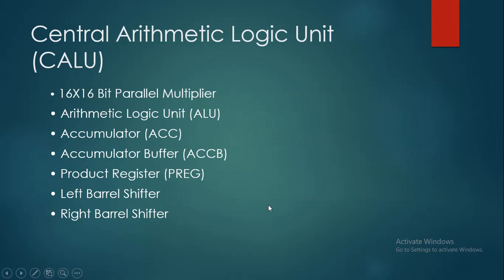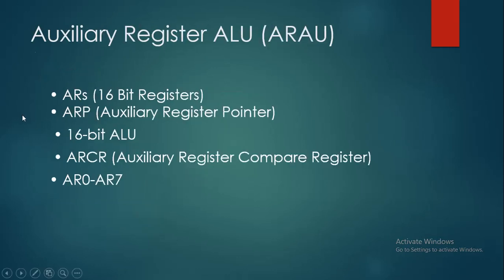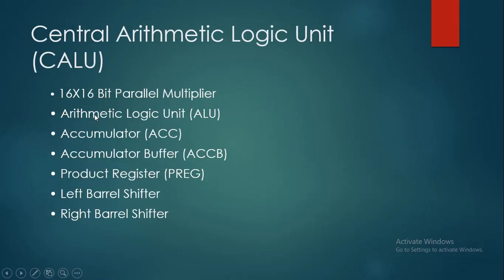And the most important section in the DSP is the central processing unit. This central processing unit may consist of a 16 by 16 bit parallel multiplier, ALU, accumulator buffer, product register, left barrel shifter, right barrel shifter, etc. So these are the different important sections in the central arithmetic logic unit.